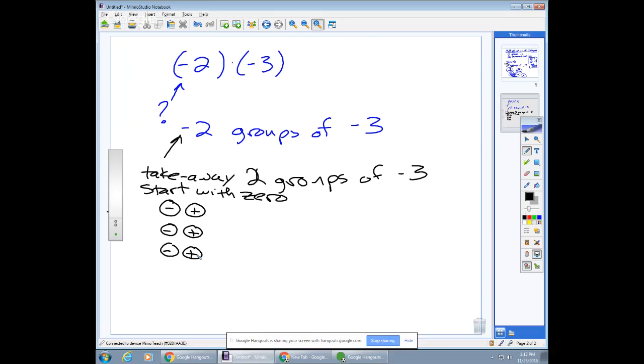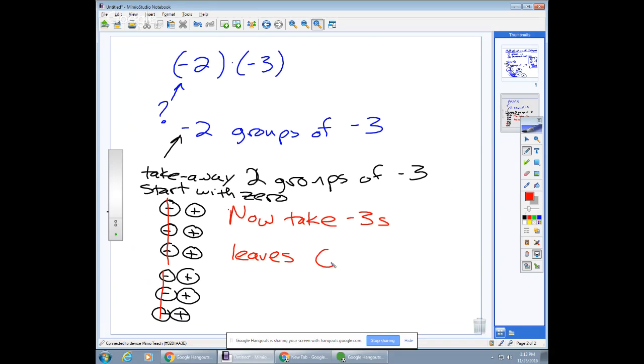Am I at a position yet where I can take away two groups of -3? Not yet, so I keep building. Now I can, so take those -3s. I'm going to take that group of -3 and that group of -3, and what's left is 6. Just like we started off with what addition and subtraction meant with these toys, we can continue on that theme, and now we can do multiplication with it also.